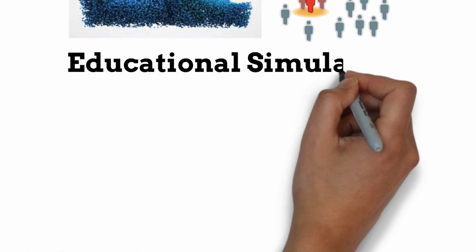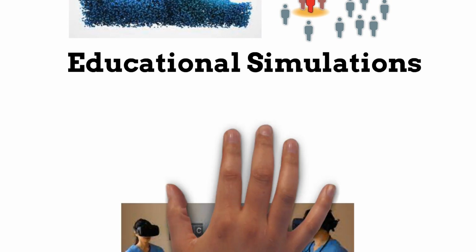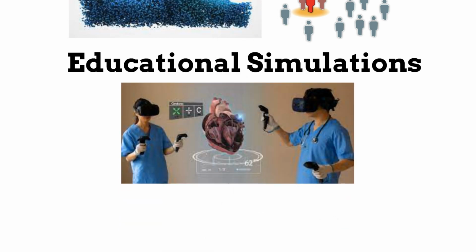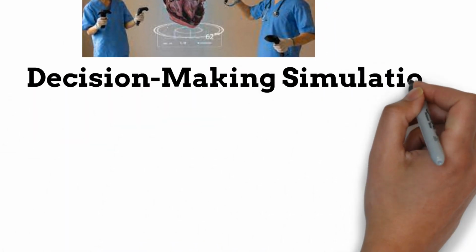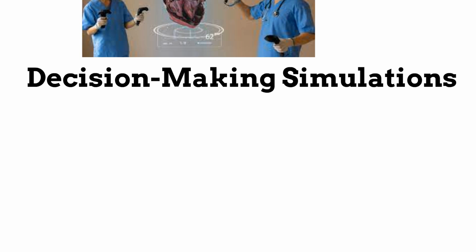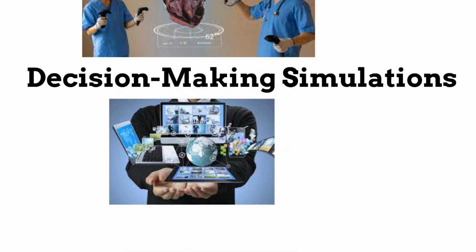Educational simulations. They are created for educational purposes to teach concepts, history, or principles in an interactive manner. For example, educational software that simulates historical events and allows students to explore and learn interactively. Decision-making simulations. They assist in making informed decisions by modeling scenarios and their potential outcomes. For example, business simulations help executives make strategic decisions by modeling market dynamics and competition.